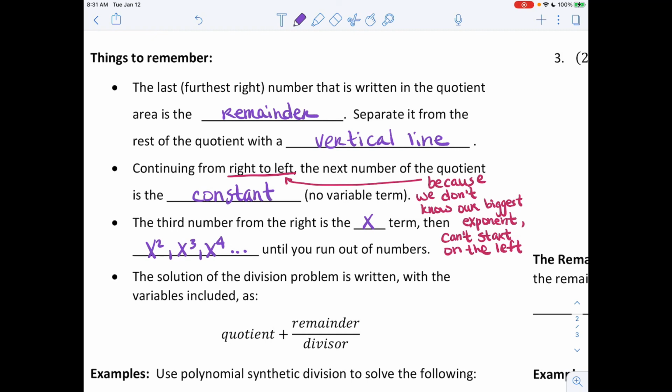We'll then put our coefficients and our variables back together with their exponents, and we will write the solution as the quotient plus remainder over divisor, which is the same format that we used with long division.